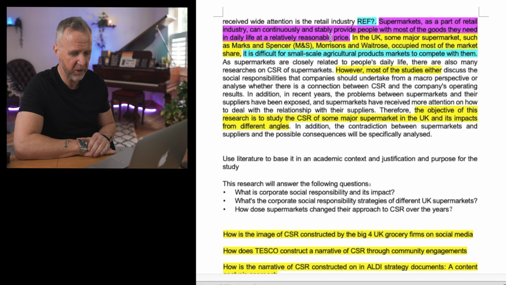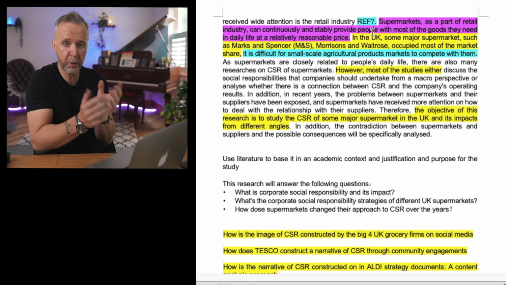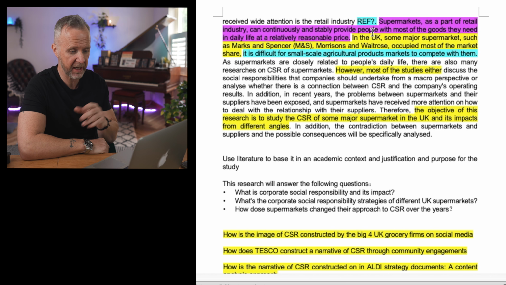The next part there, in the UK, some major supermarkets such as Marks and Spencer's, Morrison's and Waitrose occupied most of the market share. I don't think that's actually true. I mean, the big 4 are Tesco, Sainsbury's, Asda and Morrison's. And that might be something you want to focus on. Very often when dissertations look at the groceries, it's for the identifiable big 4 that can be looked at as a specific group. It is difficult for small-scale agriculture products markets to compete with them.